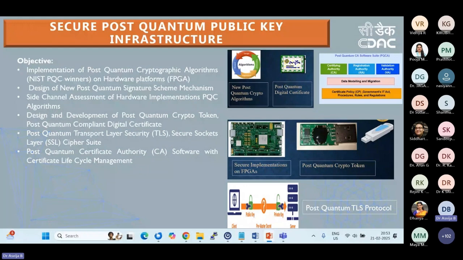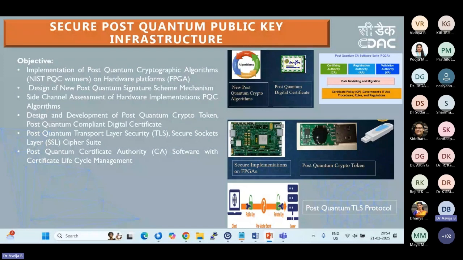Like I said, post-quantum cryptography is another area which is very important, and CDAC is working in this area also, developing novel algorithms which are quantum resistant in nature. So we are working on developing our own quantum safe algorithms, our own PQC algorithms, and we are also looking at how these algorithms can be efficiently implemented in accelerated hardware like FPGAs and other hardware instruments, and also how these PQC algorithms can be burnt into a USB dongle, which could be used for creating a public key infrastructure.